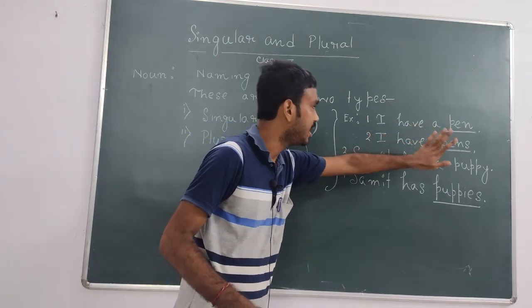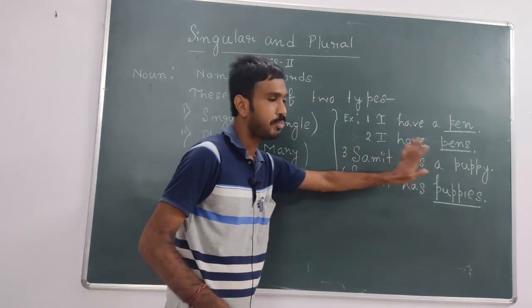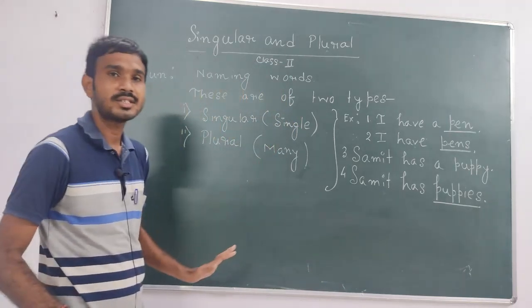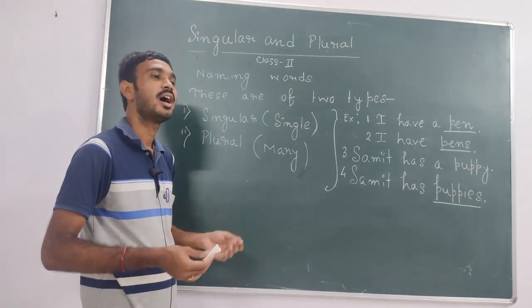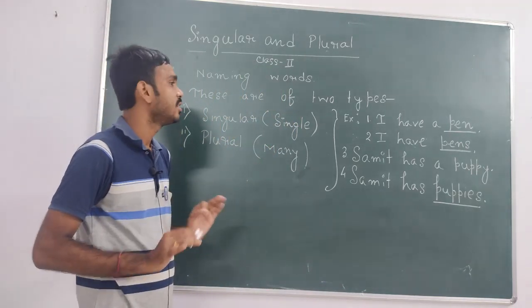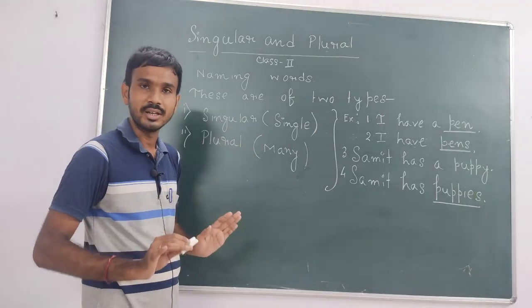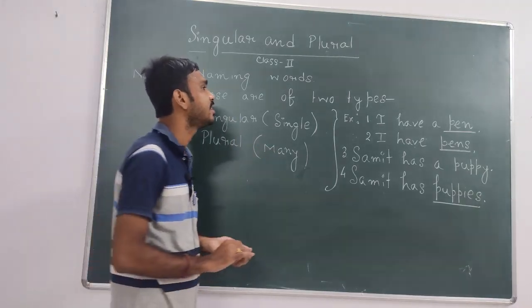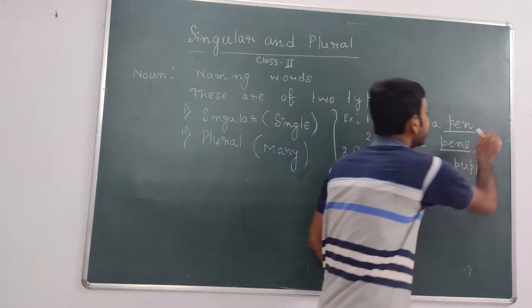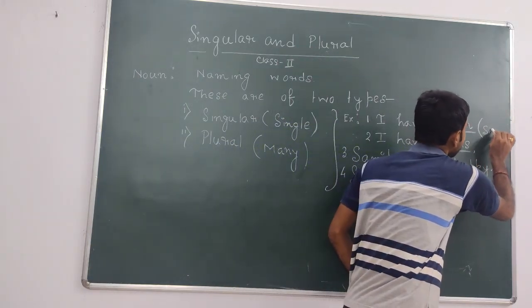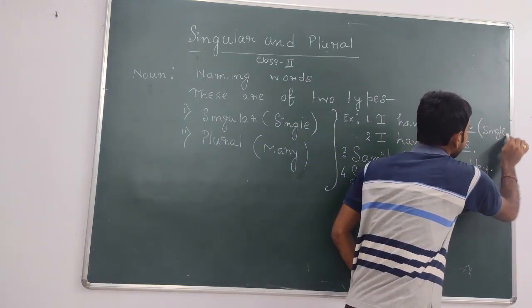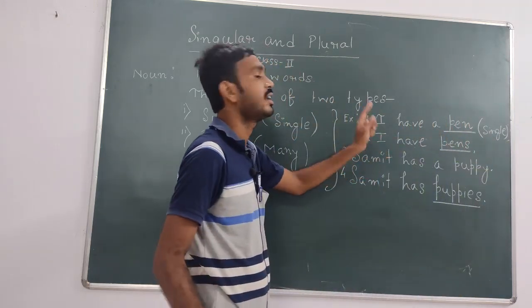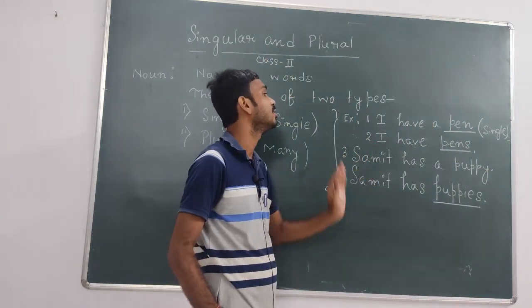For example, I have a pen and I have pens. Both sentences suggest that yes, I do have something. This is because I have a pen. Here in the first sentence, a pen is single. So we can say that it is an example of singular.